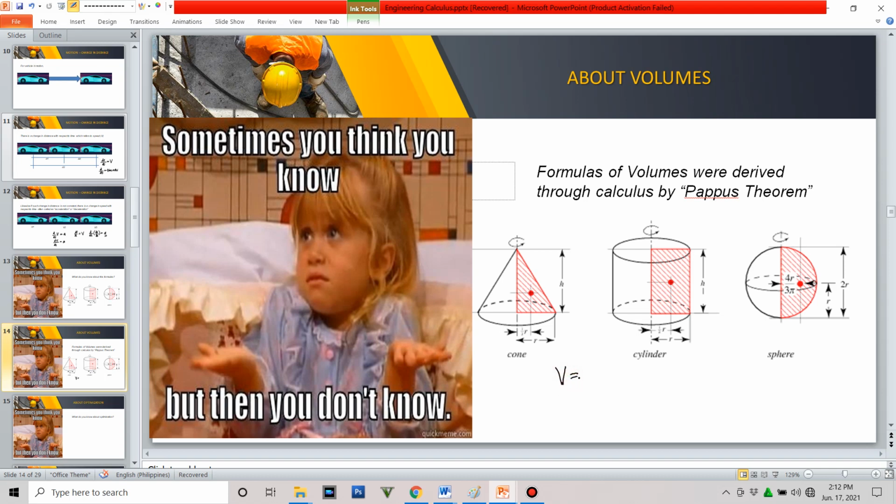Volume is equal to 2 pi times radius times the surface area. Two pi r times a, sorry. So r here refers to the distance of the centroid from the axis of rotation.